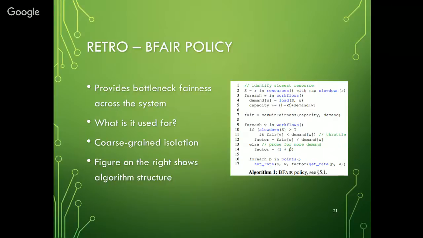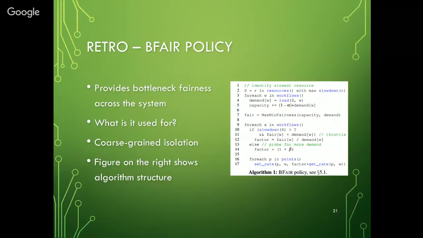So really, what is this used for? It is used to throttle aggressive workflows and DoS attacks, for example. The main goal is to provide bottleneck fairness across the system, and it also provides coarse-grain isolation. So why does it do this? Coarse-grain isolation implemented in this policy is used because workflows are guaranteed a fair share of the bottleneck resource.